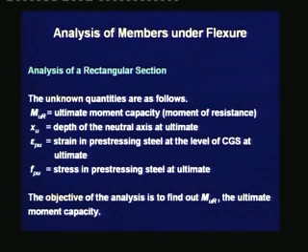Now, what are the unknown quantities that we need to find out? The first one, what we are looking for is MUR, which is the ultimate moment capacity or the ultimate moment of resistance. Next, we have to know XU, which is the depth of neutral axis at ultimate. We also need to know epsilon Pu, the strain in the prestressing steel, and Fpu, which is the stress in the prestressing steel at the ultimate. The objective of the analysis is to find out MUR from the equations that we have in our hand.